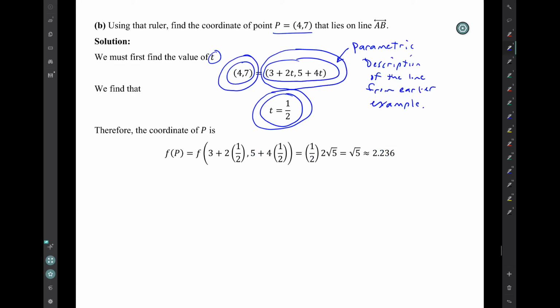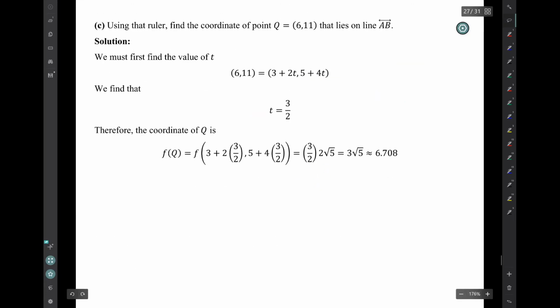So the coordinate of P, that is the coordinate of this point, which has a 1/2 in it, is given by this calculation. The 1/2 goes in front of that 2 square root of 5, and we just get square root of 5. Now using that ruler, find the coordinate of point Q, (6, 11), that also lies in that line.